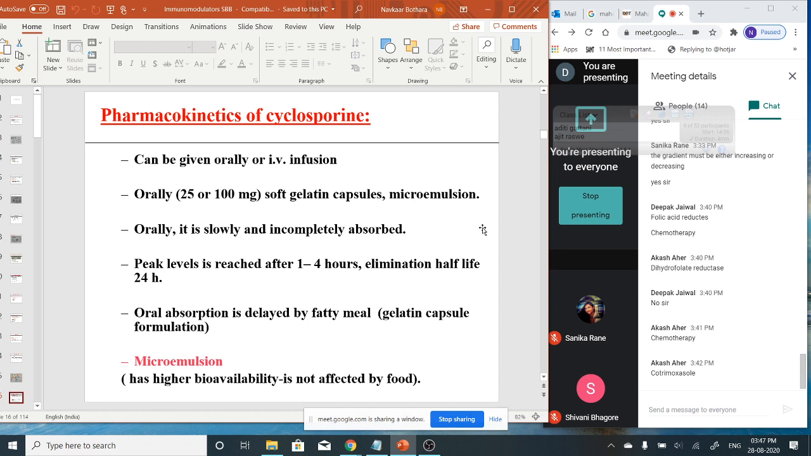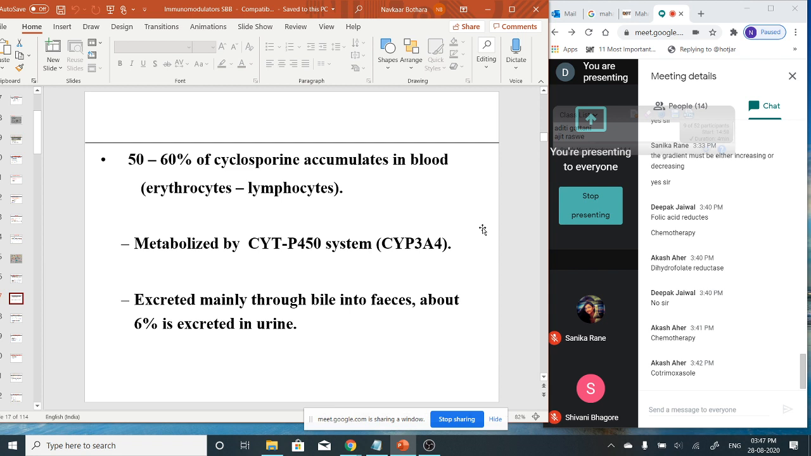Normal doses are 25 to 100 milligram. Soft gelatin capsule microemulsion. It is slowly and incompletely absorbed. So this is all pharmacokinetics. It's easy. Oral absorption is delayed by fatty meal. Microemulsion has higher bioavailability and it is not affected by food. It accumulates in blood, particularly in erythrocytes and lymphocytes, is metabolized by the cytochrome P450 system, and is excreted mainly through bile into feces. About 6% is excreted in urine.